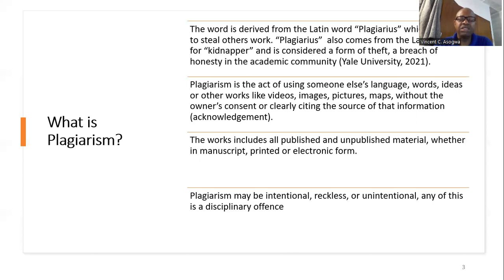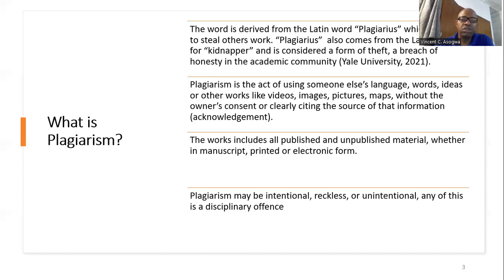Plagiarism is the act of using someone else's language, words, ideas, or other works like videos, music, images, pictures, maps, without the owner's consent or without clearly citing the source of that information. That is using someone's work without proper acknowledgement.